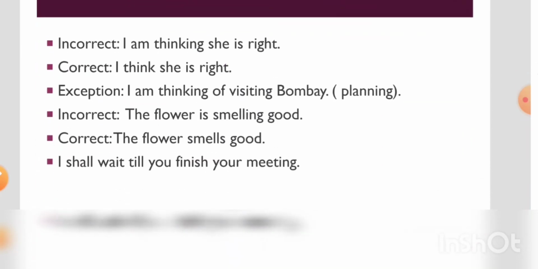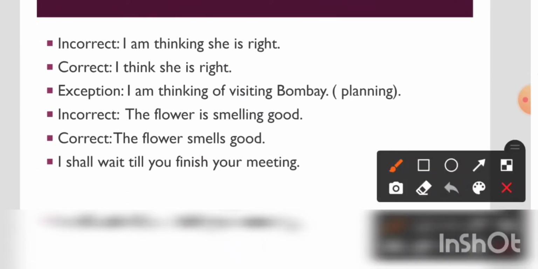More examples. I am thinking she is right. Thinking is the verb of mental state. So it can't be used in continuous form. It is wrong. The correct is I think she is right. Okay. But English is full of exceptions. So if I am thinking is used and it is expressing the meaning, planning or considering an idea, then it is correct.